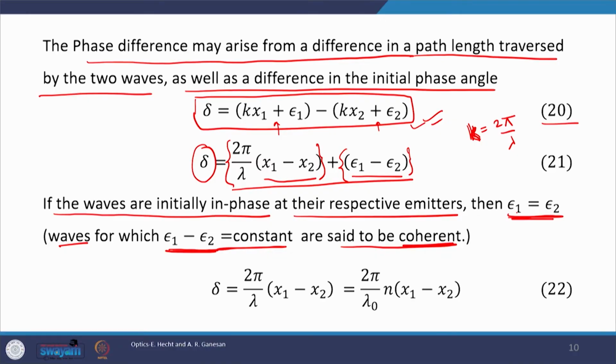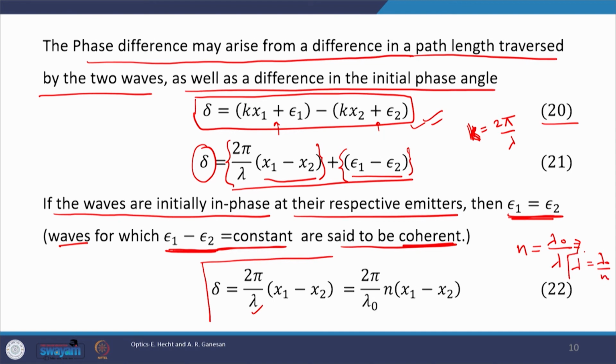Now, for such waves for which epsilon 1 is equal to epsilon 2, the expression for del, which is the phase difference, modifies and becomes 2 pi by lambda times (x 1 minus x 2). Lambda is the wavelength in the medium, and this lambda embeds in itself the information about the refractive index of the medium, and we know refractive index n is equal to lambda naught by lambda. Therefore, we can safely write that lambda is equal to lambda naught by n.